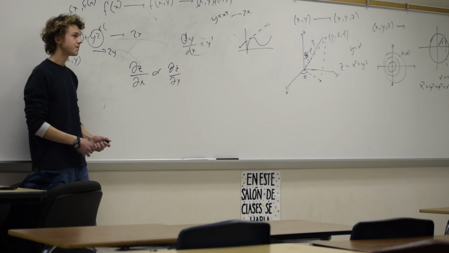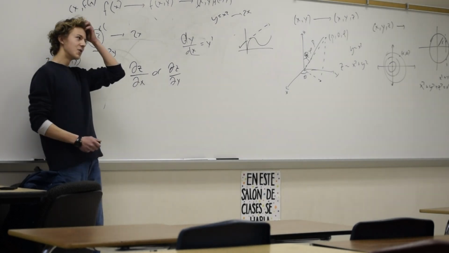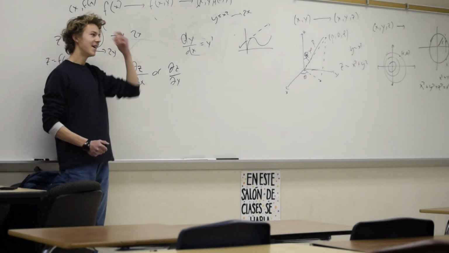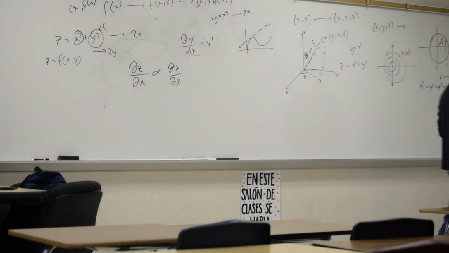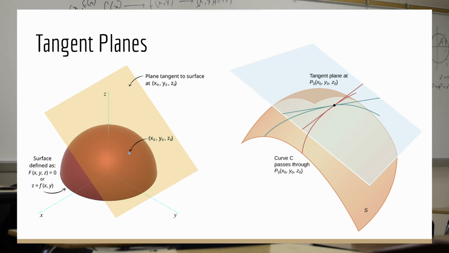I see. The images are really bad, but here's a general idea. It's hard to see, but here we have some sphere or some surface, and a plane going tangent to this point x, y, z. So how do we actually compute this plane?